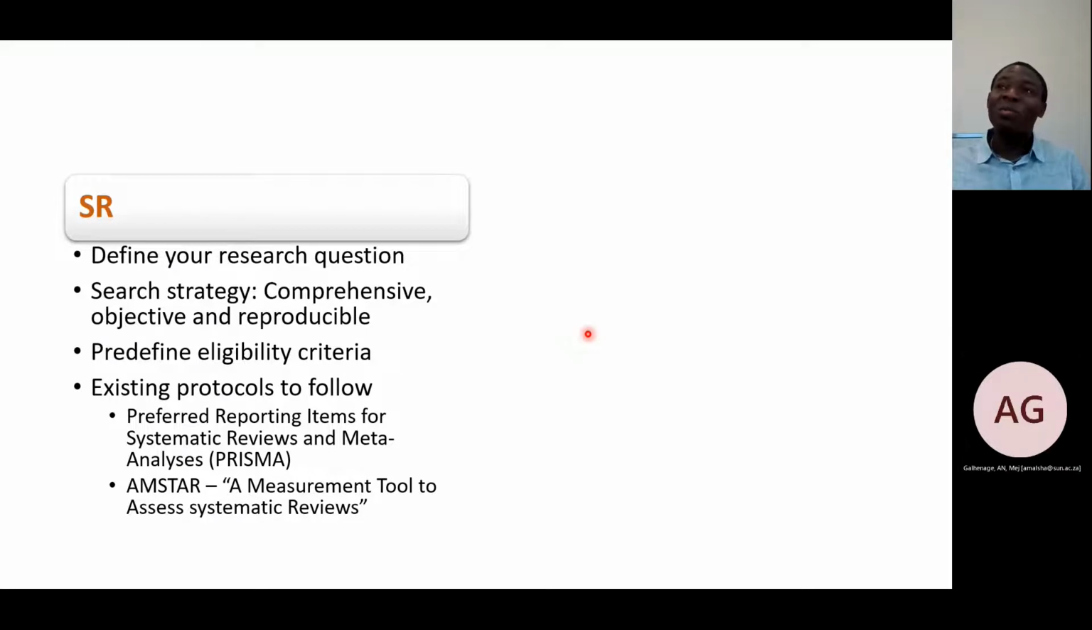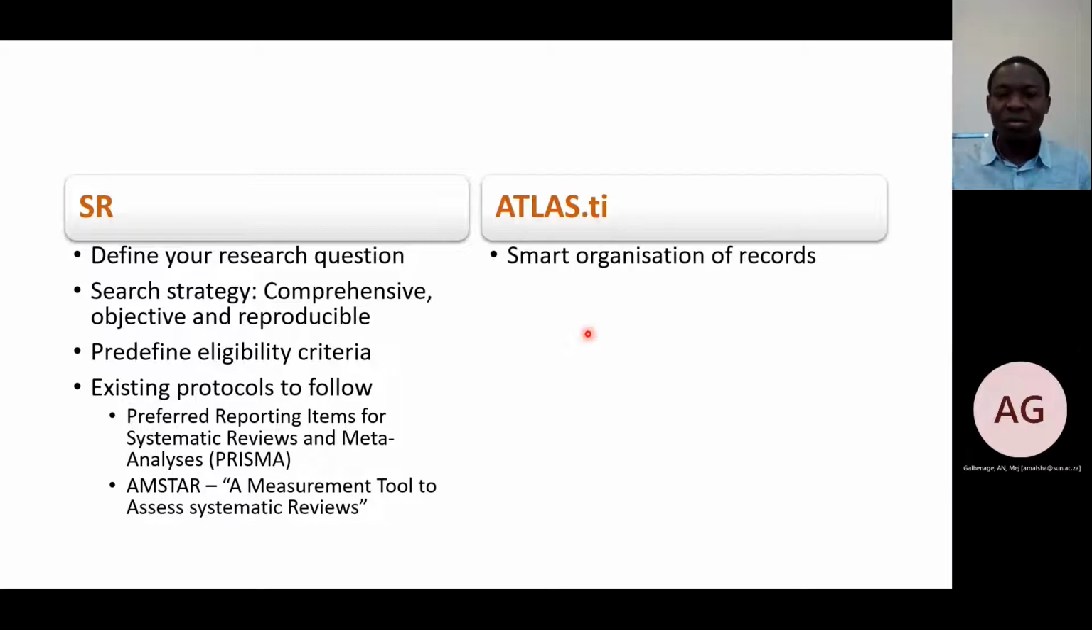Lastly, there are existing protocols that would help you to assess the quality of your review, and depending on your field, this comes in handy. The PRISMA tool, for instance, is generally acceptable across board. It is Preferred Reporting Items for Systematic Reviews and Meta-Analyses. And AMSTAR usually is well known in the medical field, a measurement tool to assess systematic reviews.